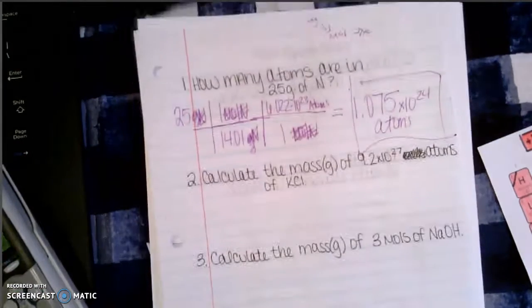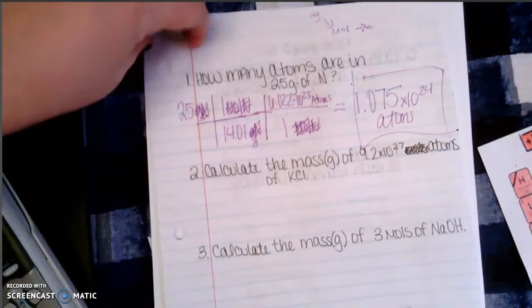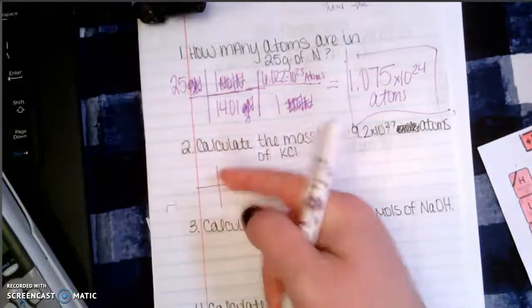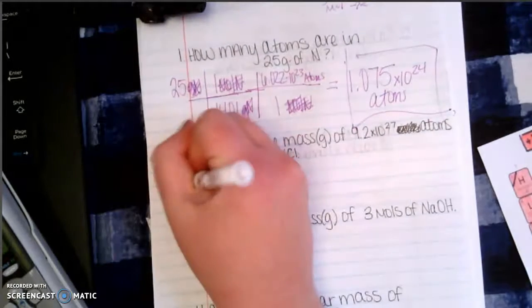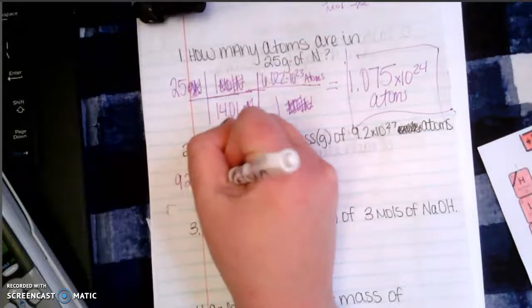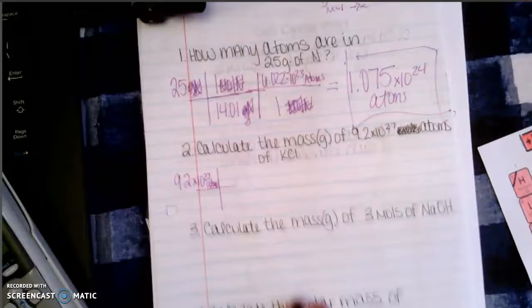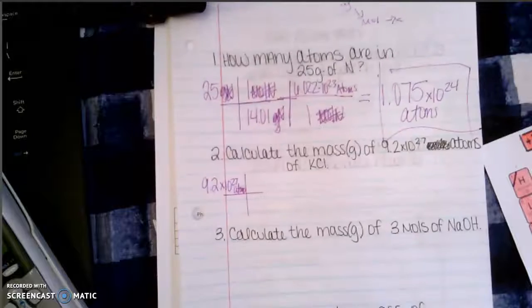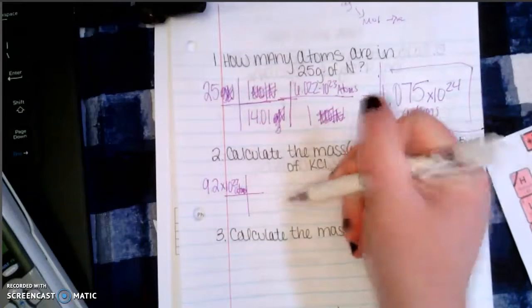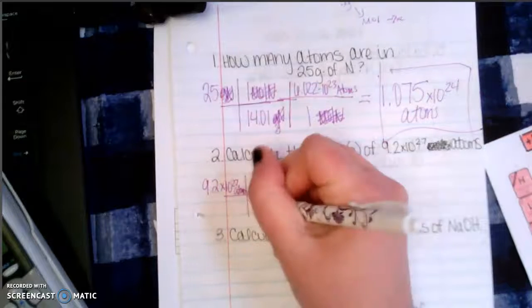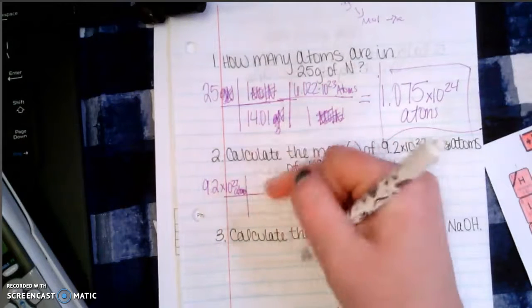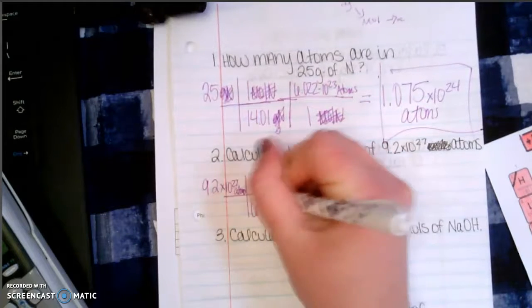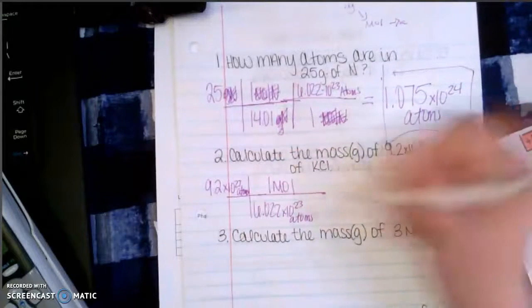Alright, so my next one says calculate the mass in grams of 9.2 times 10 to the 27 atoms of KCl. Okay, so again, I'm going to draw my T-chart. I'm going to put the thing that I know in the top left, which is I have 9.2 times 10 to the 27 atoms. And I'm trying to get to grams. So if we remember back up here, you can't go straight from grams to atoms, you have to go to moles in between. So if I have atoms here, I have to have atoms here, and my conversion factor is 6.022 times 10 to the 23rd atoms in 1 mole of KCl.